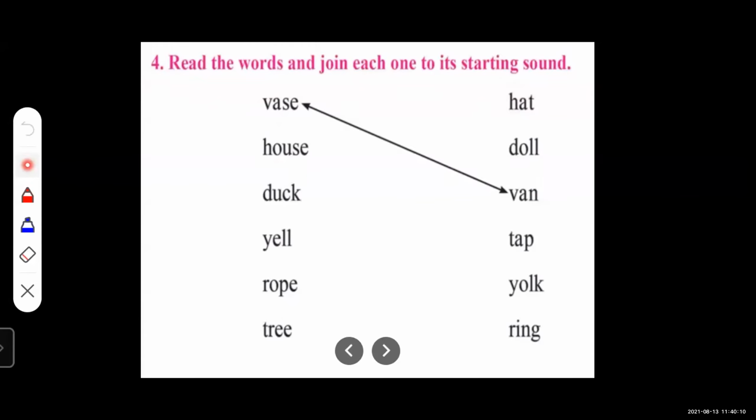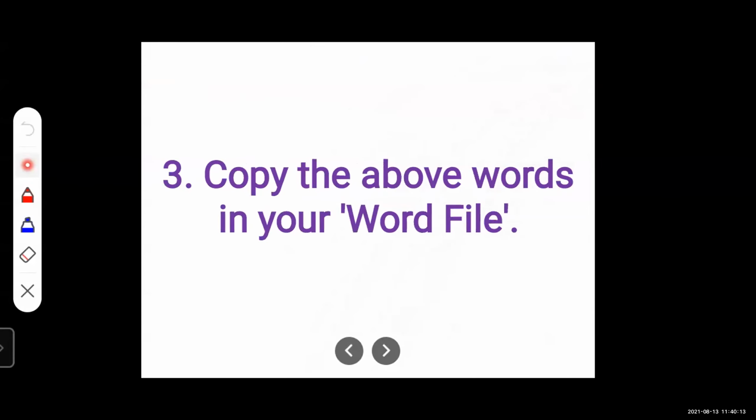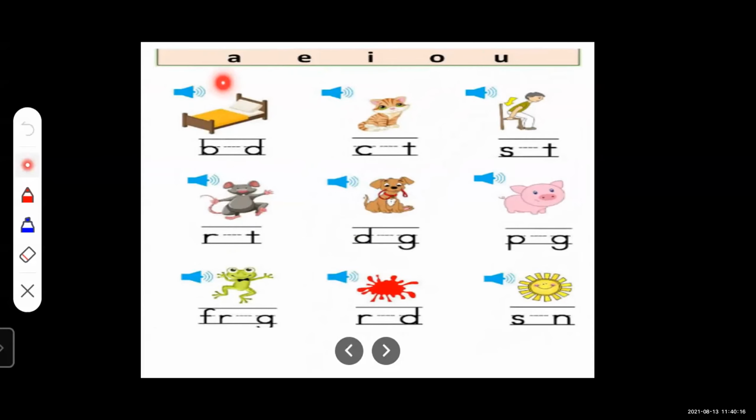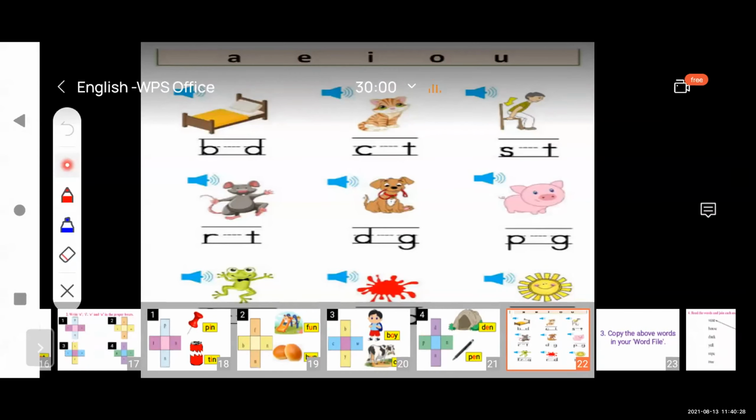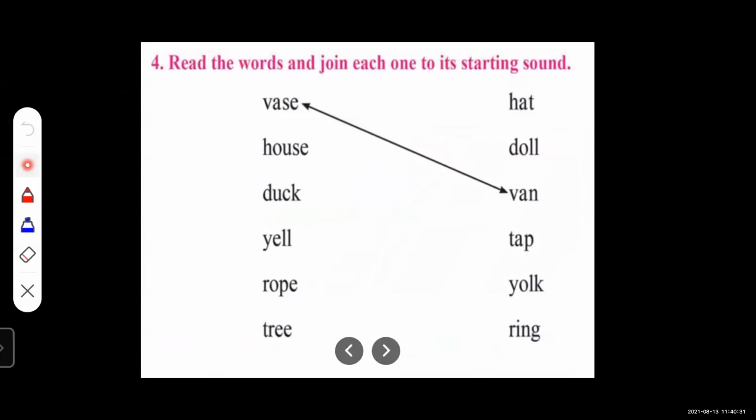Now students, in the previous sheet we saw the vowels: A, E, I, O, U. Total five vowels. Each and every vowel has two sounds. But now you can see the instruction here: starting sound. The starting alphabets are consonants. So, first example given here.